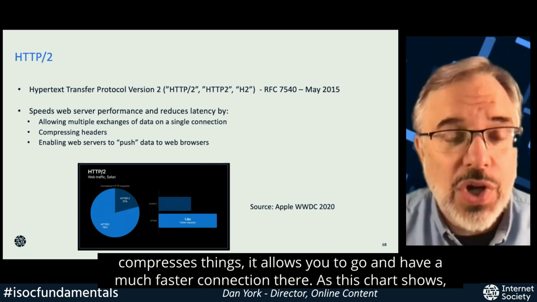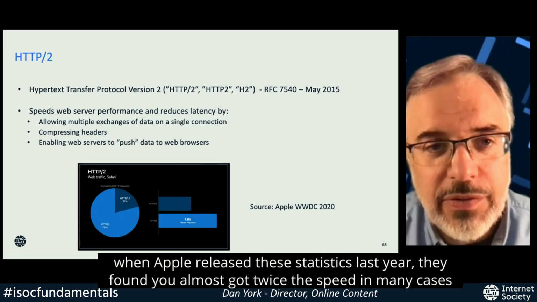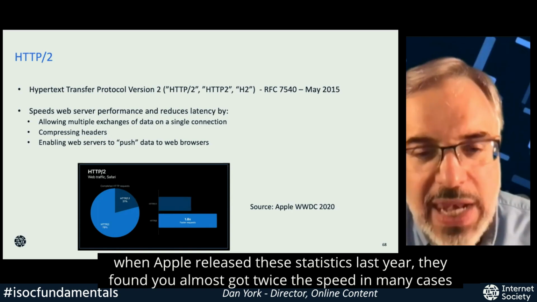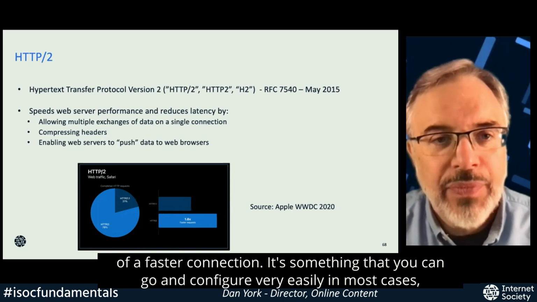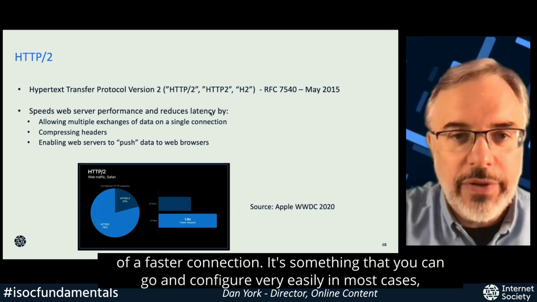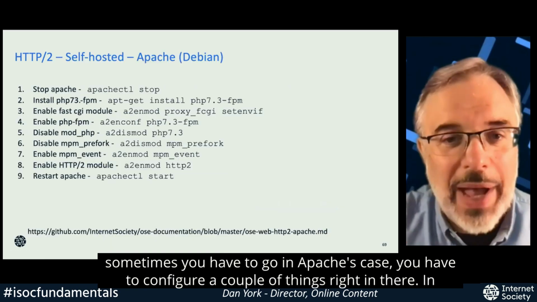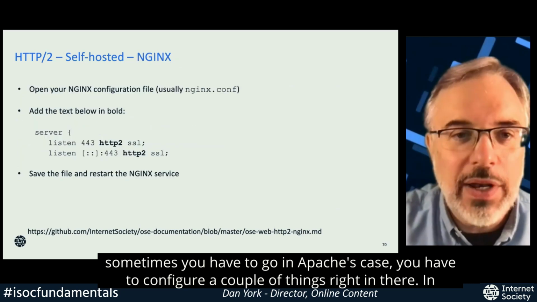As this chart shows, when Apple released these statistics last year, they found you almost got twice the speed in many cases of a faster connection. It's something that you can configure very easily in most cases. Sometimes, in Apache's case, you have to configure a couple of things right in there.